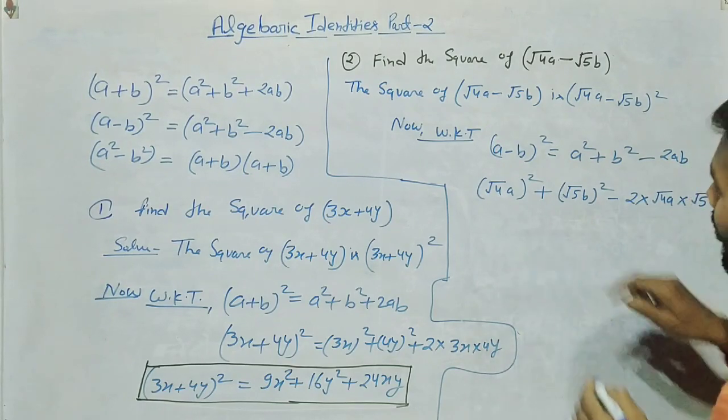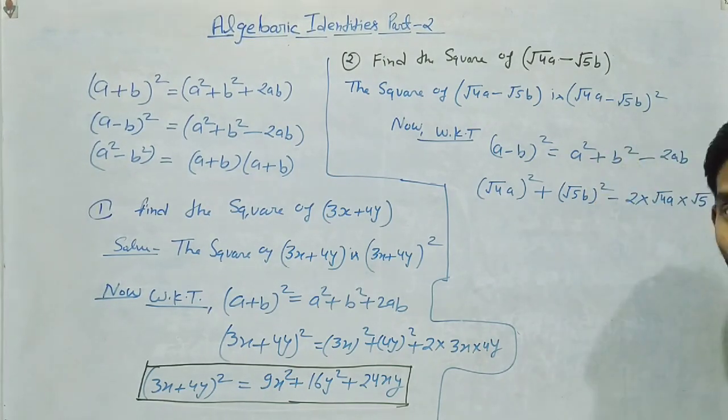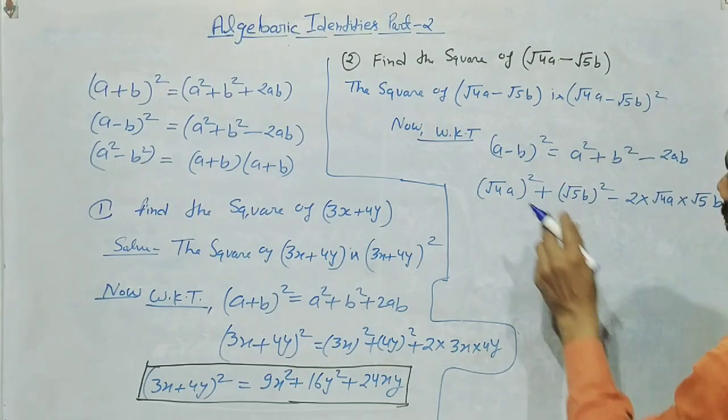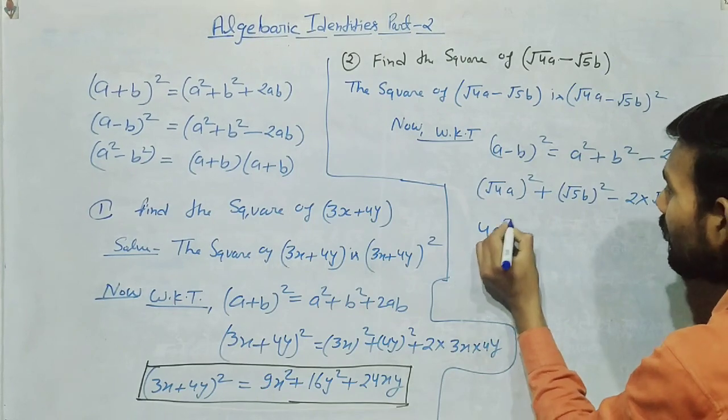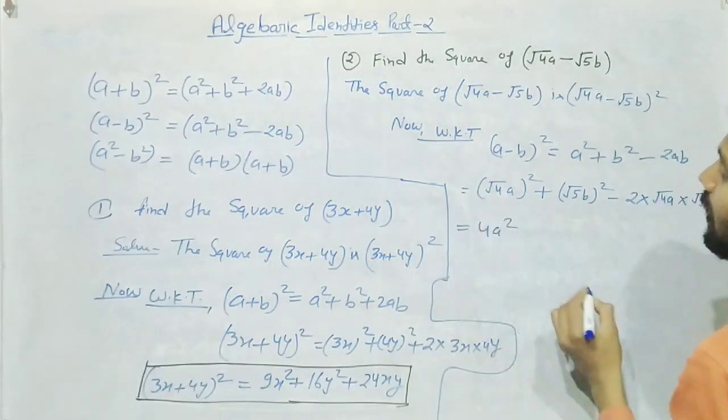Now we can write root 4a into root 4a. Square means double time multiply, root 4a into root 4a, that means 4a square.